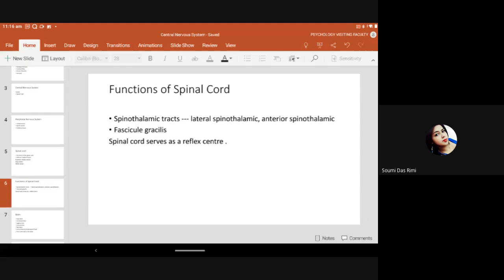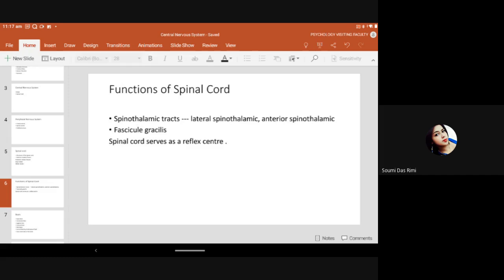Now, while we study the spinal cord, we will go through some important tracts, or names of tracts. There are some bundles of nerves together known as a tract, T-R-A-C-T. Each tract serves one major function. That means there are various tracts, and each tract has individual functions.